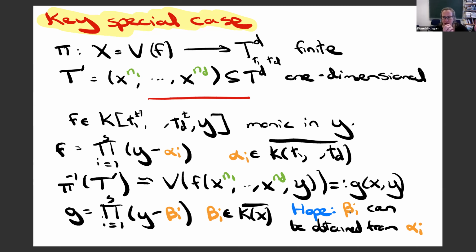You can say, we get g from f by a simple substitution, t_i equals x to the n_i. If we can get beta from alpha by a simple substitution, then we could maybe control whether the betas are polynomials or not. Okay, so that's the loose plan of attack. I'll come back to this.